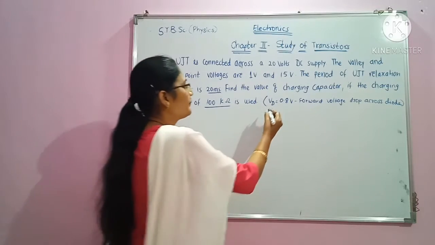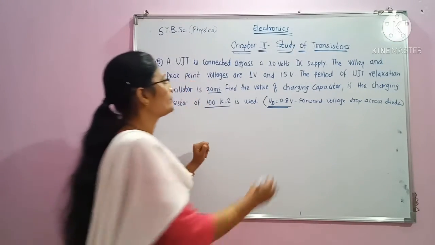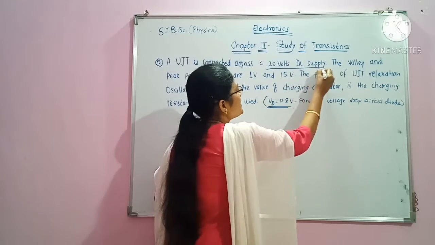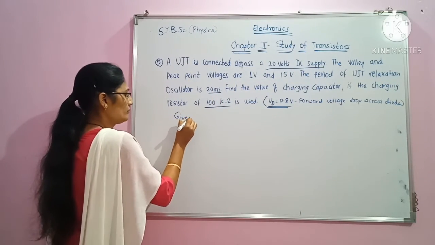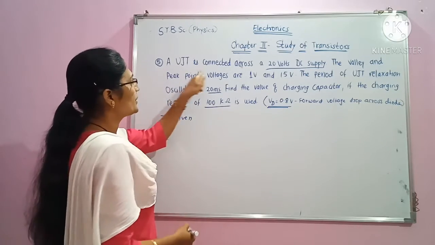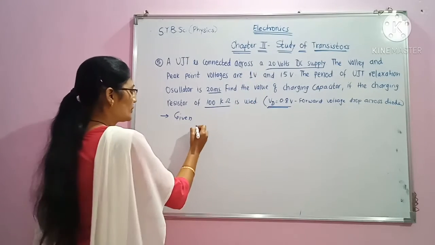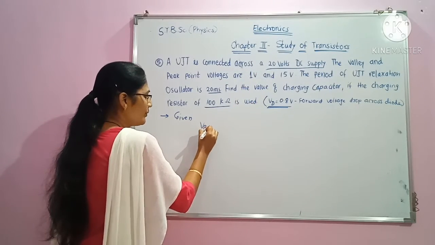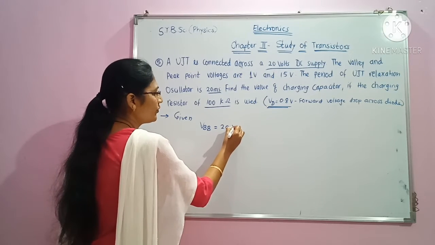It means that they have given us a 20 volt DC supply, meaning a UJT is connected across a 20 volt DC supply. The voltage is given as VBB and this is given as 20 volts.